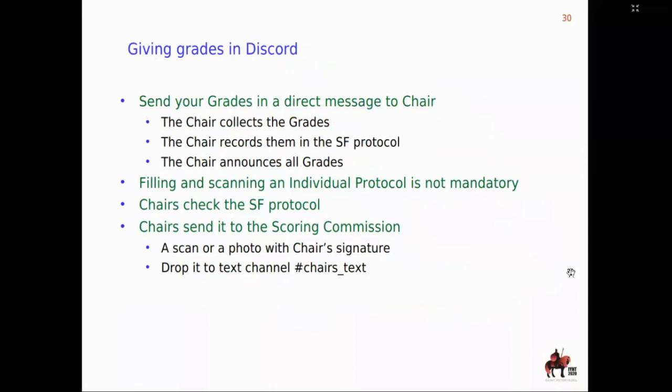It is not mandatory to fill in and scan an individual protocol for each juror, but the science fight protocol is mandatory and is very important, and the chairs will be responsible for it. They will check it, they will sign it, they will scan it or take a picture, and they will send it to the scoring commission by dropping it to the text channel, which you can also find here in Discord.